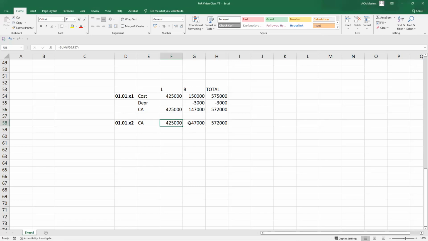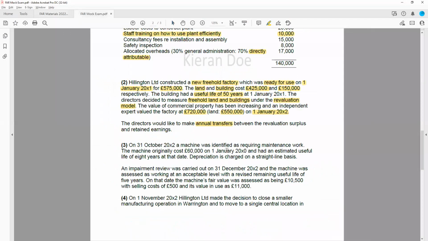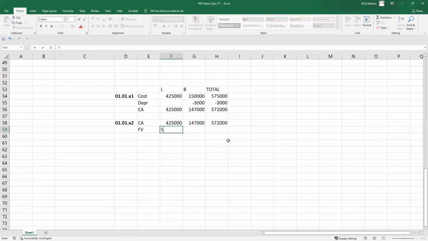And then we would have our uplift to fair value. And we can see that the land has now gone up to, so we were told in the question, land is 550 and buildings 170, just by working out the difference. So you can see how much they've gone up to. So therefore you can see the increase in valuation. So it's a 145 increase above the cost. And of course that buildings have been depreciated as well.